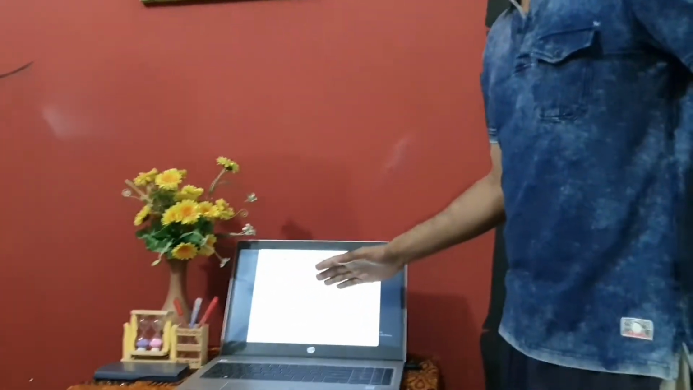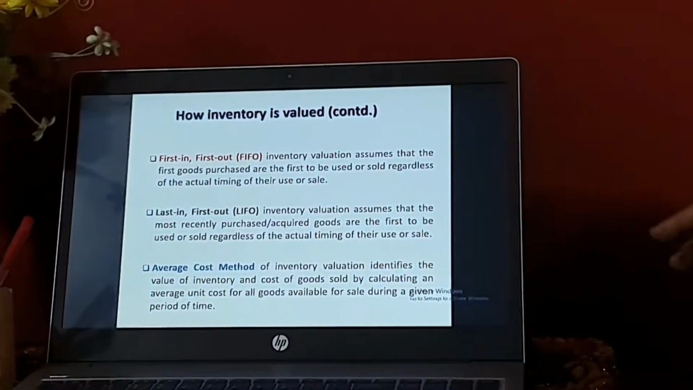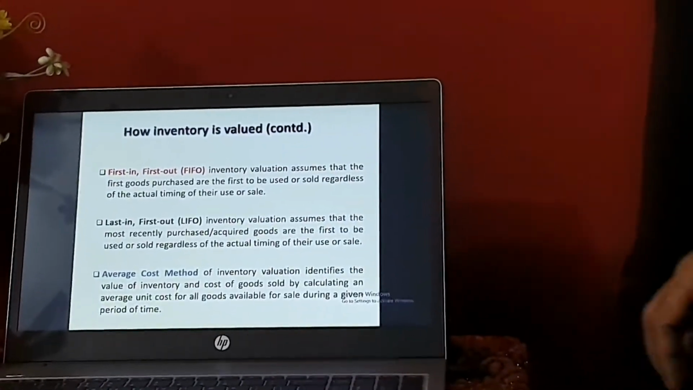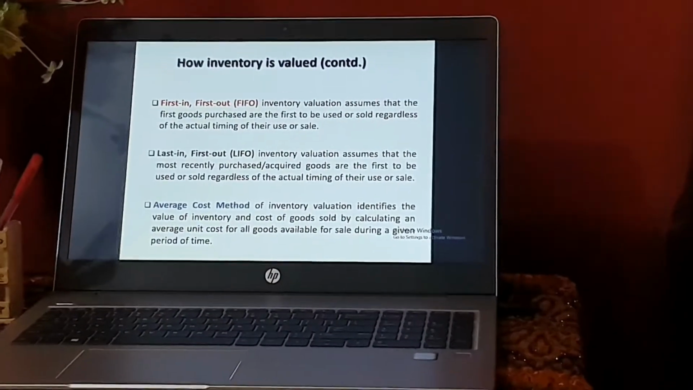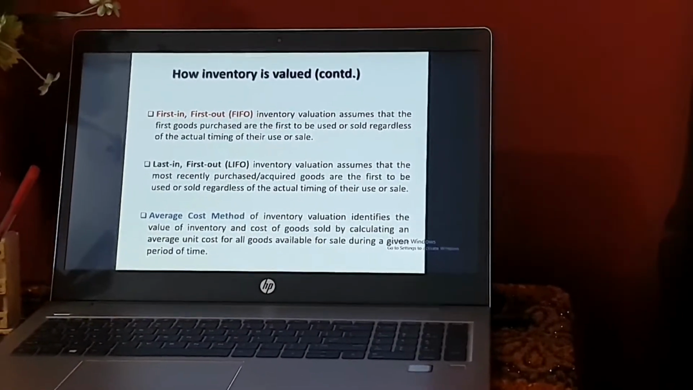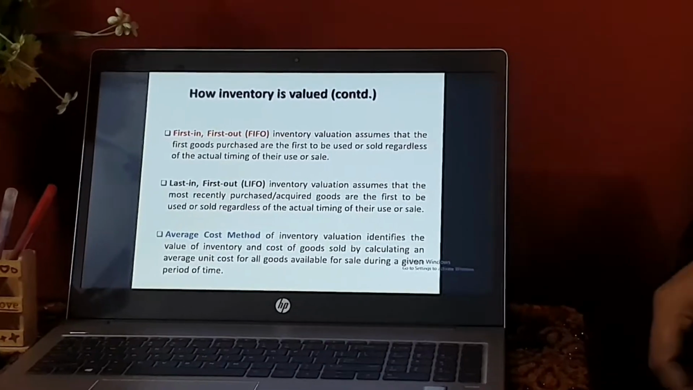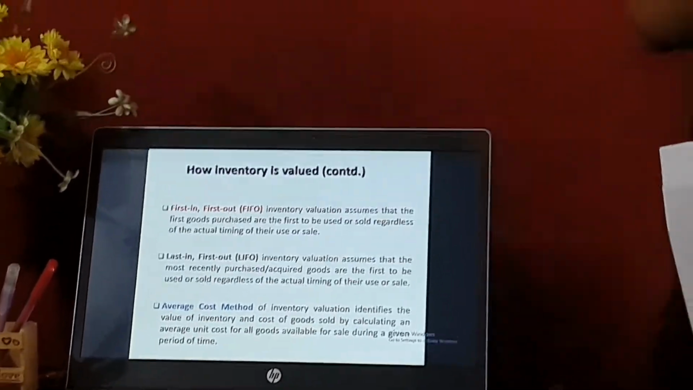The second one is exactly the opposite of the first one. It says that inventory valuation assumes that the most recently purchased goods are the first to be used or sold, regardless of the actual timing of their use or sale. The first one was first in, first out, where you take the purchase price that came first as the selling price. In the second one, LIFO, you take the last purchase price as your first selling price. That means last in, first out.